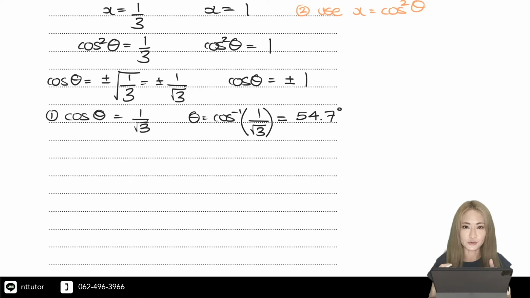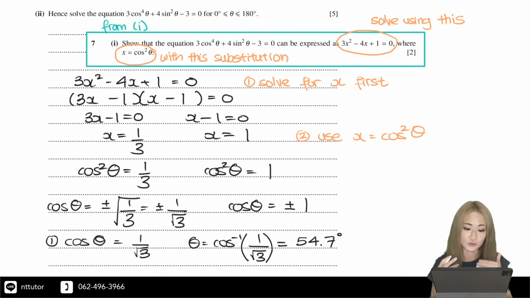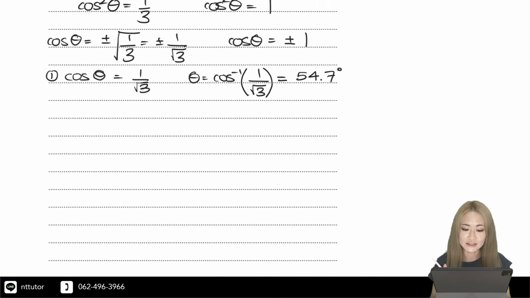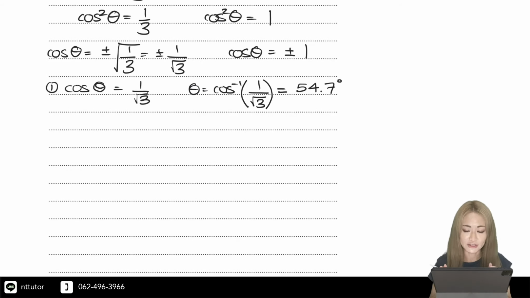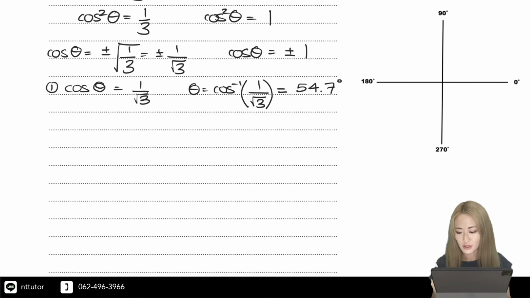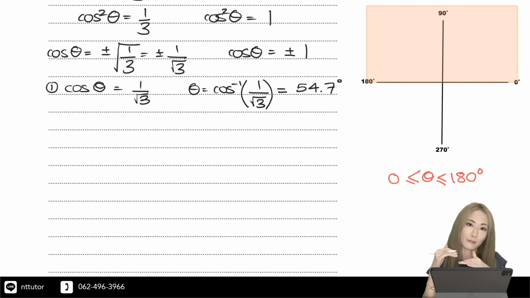So every time you do inverse cos, you need to search for the other angles that might give the same answer as well that is in the domain. In this case, the domain for theta is 0 to 180 degrees, so we want to search for other angles that might give 1 over root 3 that is in the region 0 to 180 degrees as well. So one way to do that is to use a unit circle. So the domain is from 0 to 180 degrees, so we're looking at the top half of the unit circle only. So 54.7 corresponds to this line over here.